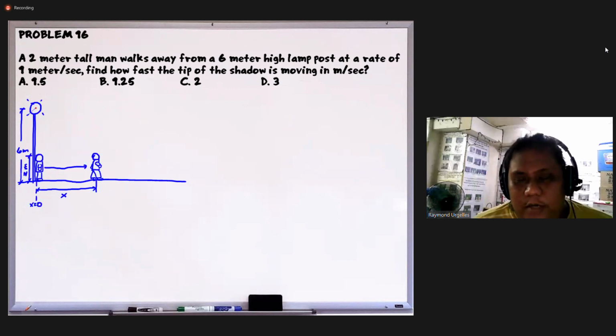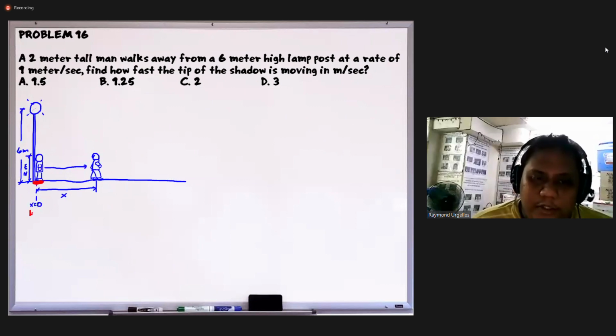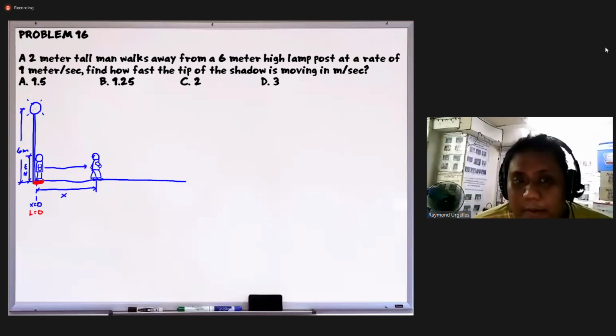So now at this position, nasaan yung shadow? Dun sa initial position, directly below ng lamp yung tao, kaya nandito yung shadow. So basically for the shadow, nag-start din siya sa same position ng man. Let's consider yung length ng shadow in this case as L. Nag-start din siya at L is equal to 0, ibig sabihin yan yung tip ng shadow natin, nandiyan lang din sa ilalim.